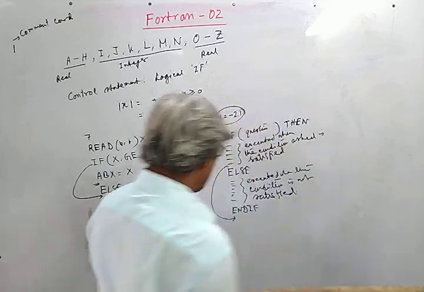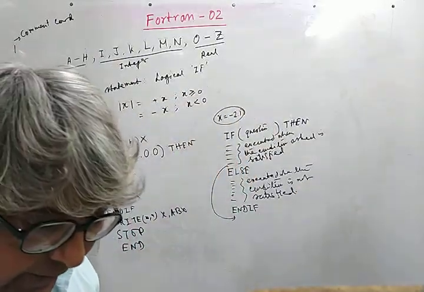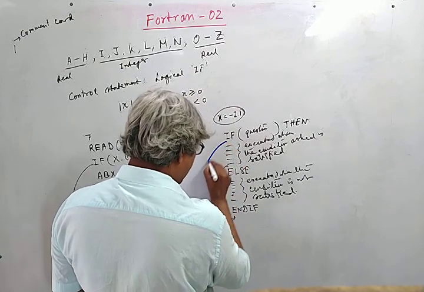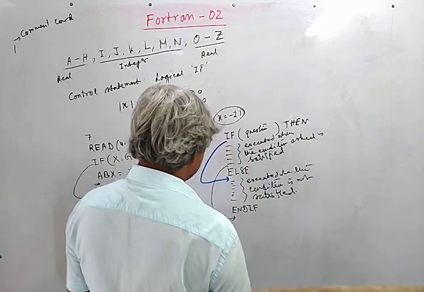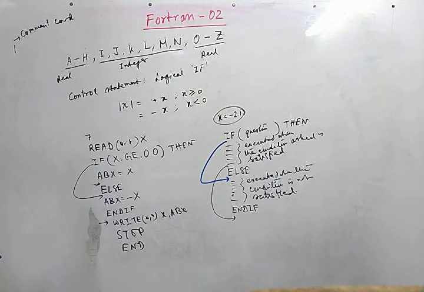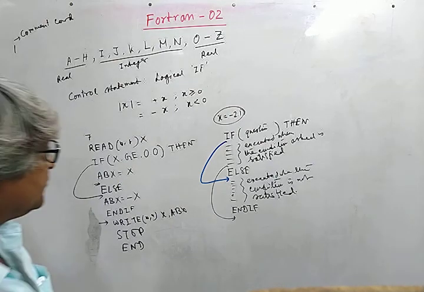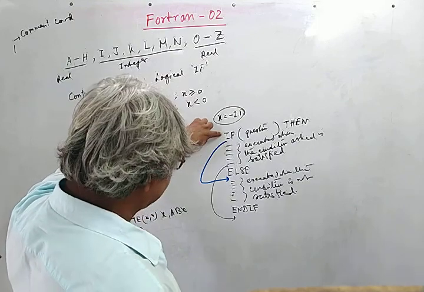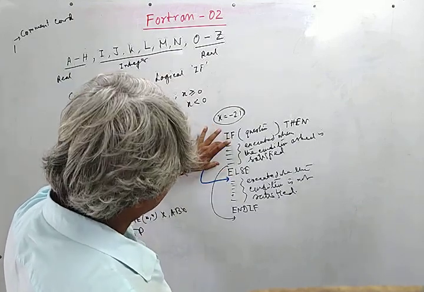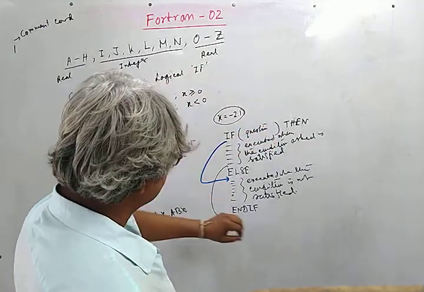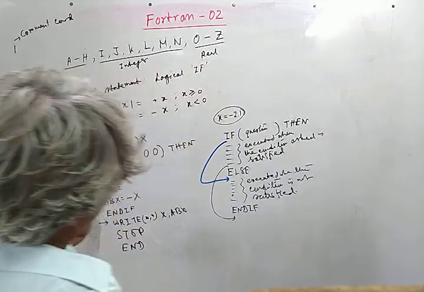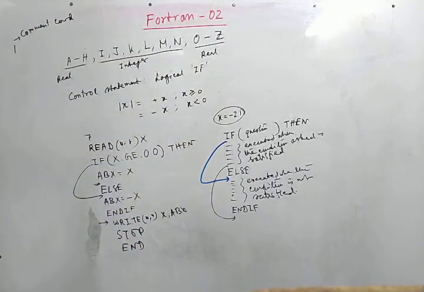In that case, the program control will be like this. The program just after this line comes here, and if the condition is not satisfied, then the program jumps from after this line to the line just after else, and it will skip this line. And if the condition is satisfied, then these lines will be skipped. This is a control in Fortran programming.